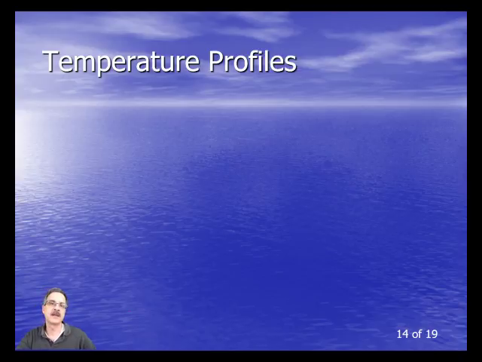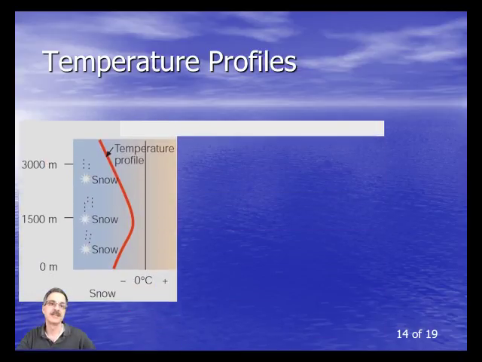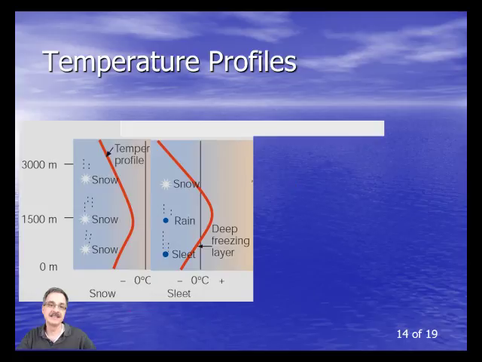All right, let's talk about the temperature profiles in the atmosphere that create this precipitation. To get snow, our temperature profile has to always be lower than 0 degrees Celsius. To get sleet, the rain has to fall through a layer of air that is warmer than 0 degrees Celsius. Then it falls through a deep layer of colder freezing air here, so that the sleet will freeze all the way and hits us as an ice pellet.